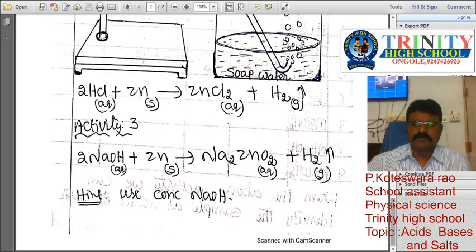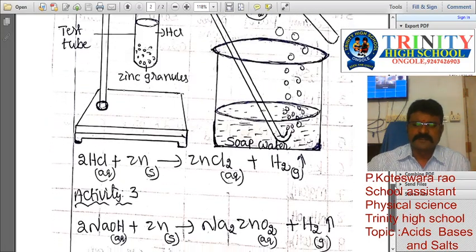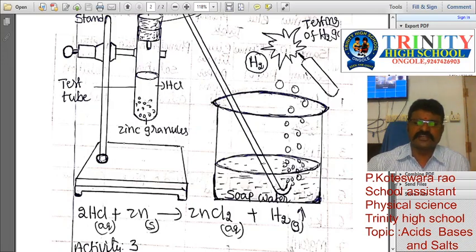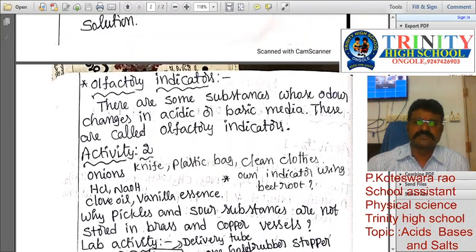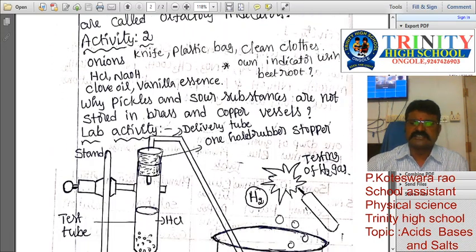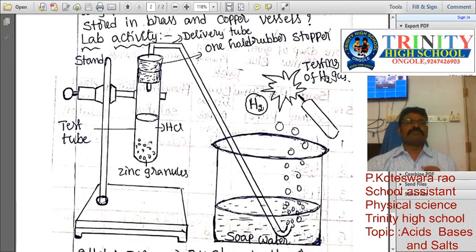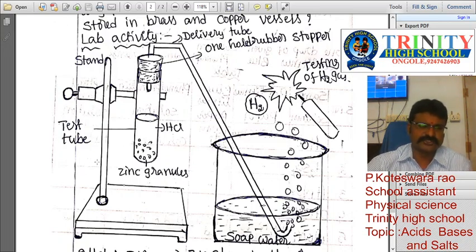Here, what are the materials? It is also one type of lab activity. So how many lab activities are here? Two lab activities. First one is reaction of acid with metal, and the second one is reaction of base with metal. Sir, what apparatus are required? Here there is a small change. Stand, test tube, zinc granules, but in place of HCl we want to take NaOH.